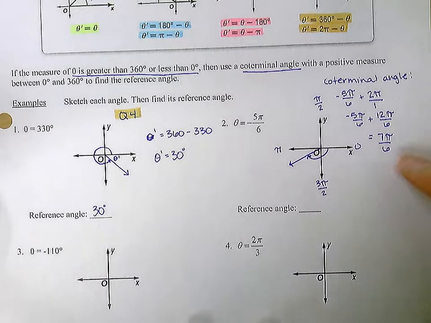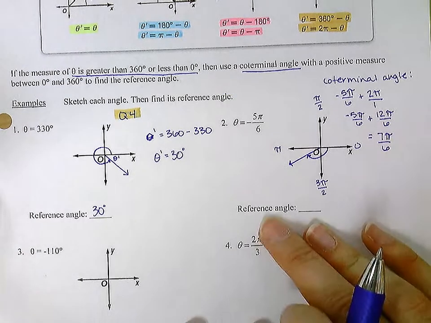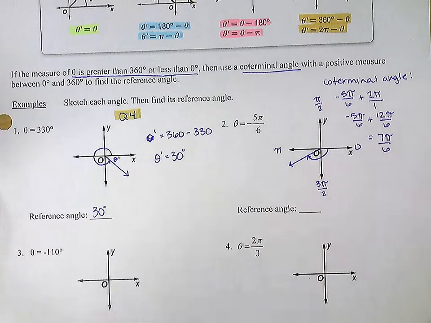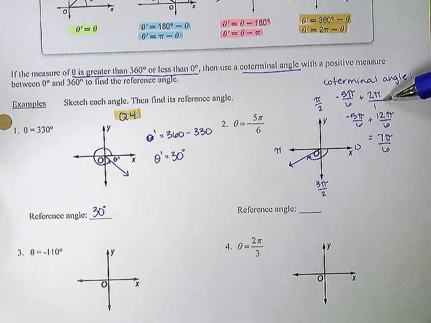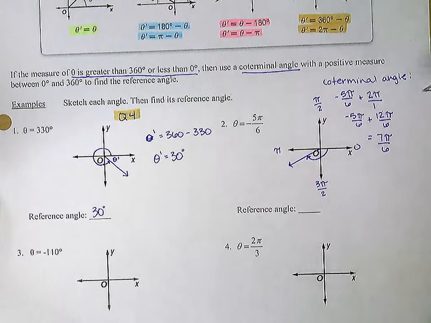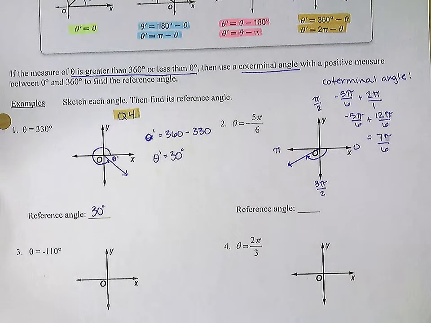So now, using our coterminal angle, we can find our reference angle. I had to get a common denominator, so I had to multiply this by 6. Whatever I do to the denominator, I have to do to the numerator. So 6 times 2 is 12 pi over 6. Which quadrant is this angle in? Quadrant 3.